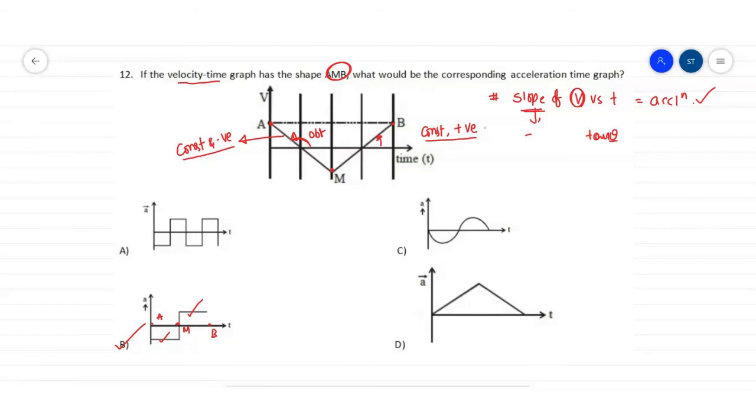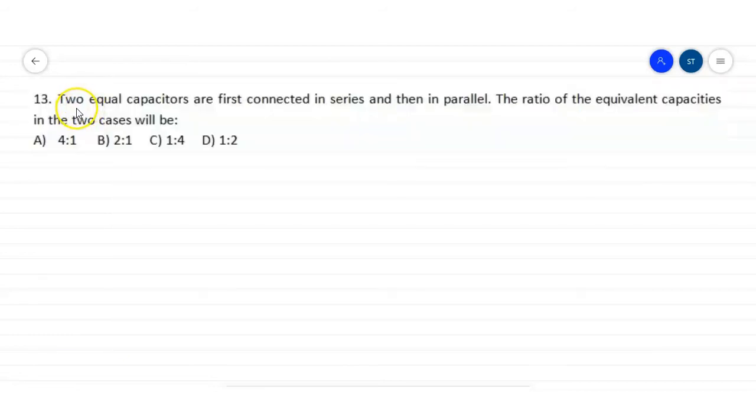Hello everyone. The question given is, two equal capacitors are first connected in series and then in parallel. The ratio of the equivalent capacitance in the two cases will be. So here we are given two equal capacitors. Let us assume capacitance of each capacitor is C. So initially they are connected in series connection, then they are connected in parallel connection.